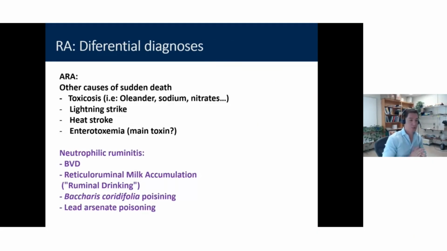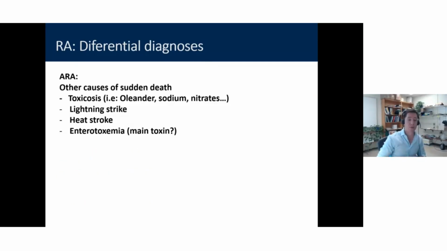All right, we're getting close to the end, but I didn't want to forget to talk about differential diagnosis when it comes to the acute form, and it's basically any cause of sudden death. There are probably many other diseases that I didn't include here, but other toxicosis, heat stroke, even enterotoxemia, they're all fair game when it comes to differential diagnosis of the acute form of ruminal acidosis.